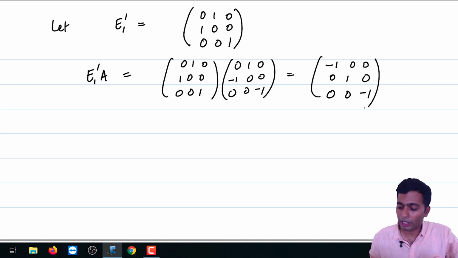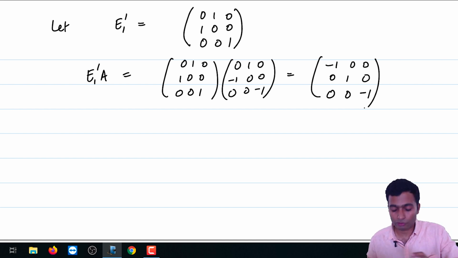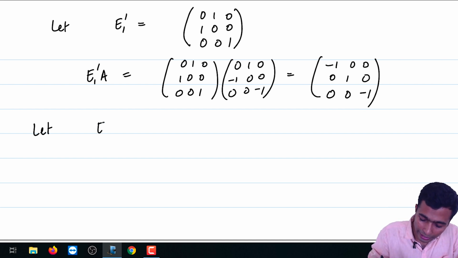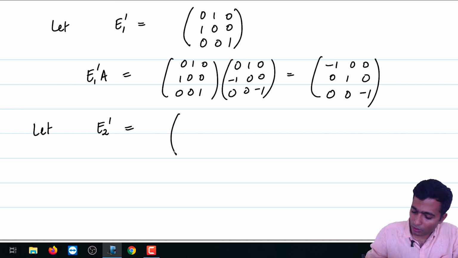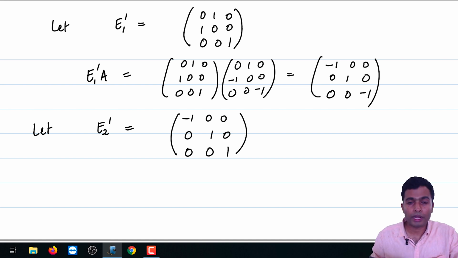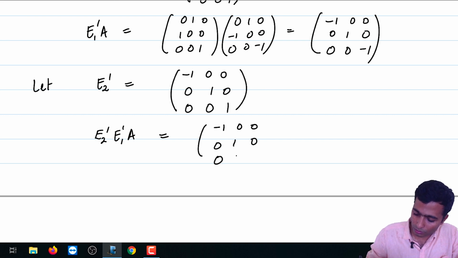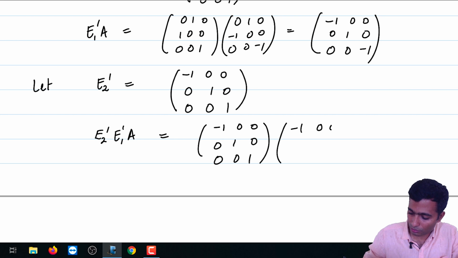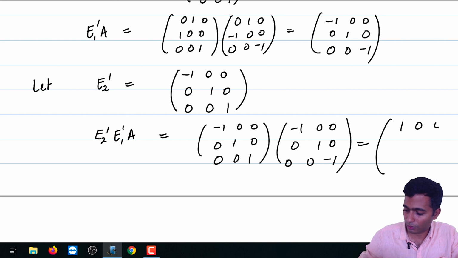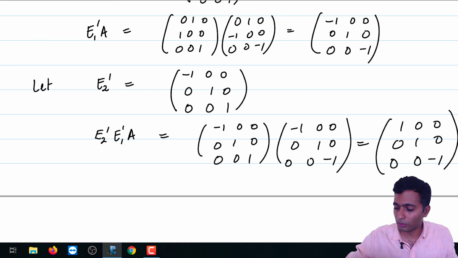The next step is to multiply the first row by minus 1. So let E2 prime be minus 1, 0, 0, 0, 1, 0, 0, 0, 1. Now let's check E2 prime times E1 prime A, which is minus 1, 0, 0, 0, 1, 0, 0, 0, 1 times minus 1, 0, 0, 0, 1, 0, 0, 0, minus 1, which is 1, 0, 0, 0, 1, 0, 0, 0, minus 1. So we are quite close now.